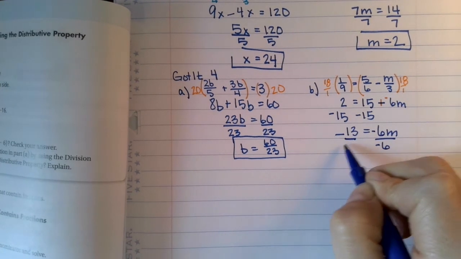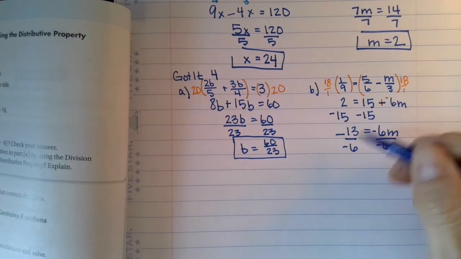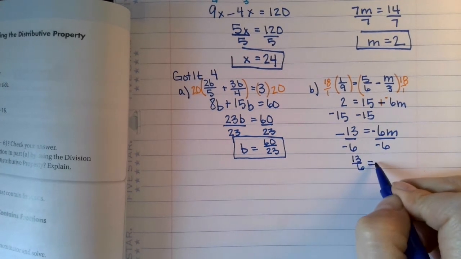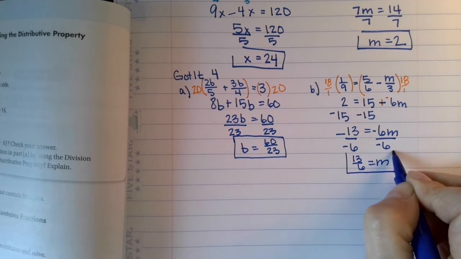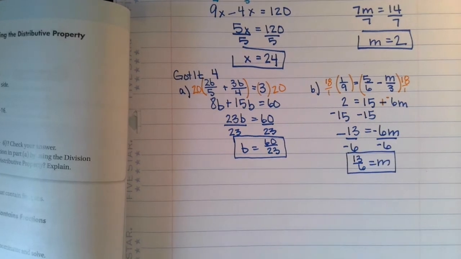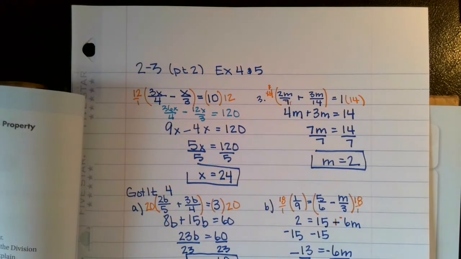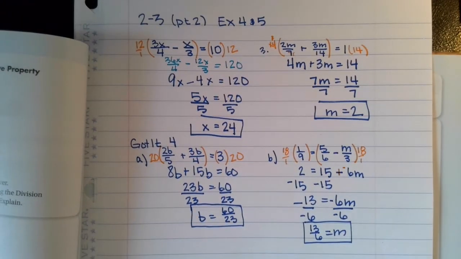Divide by negative 6 on both sides. When you divide two negatives, you make a positive, and you would have 13 over 6 equals m. So there's a couple different ways, a couple different examples, to look at how you can multiply to get rid of fractions in a problem.